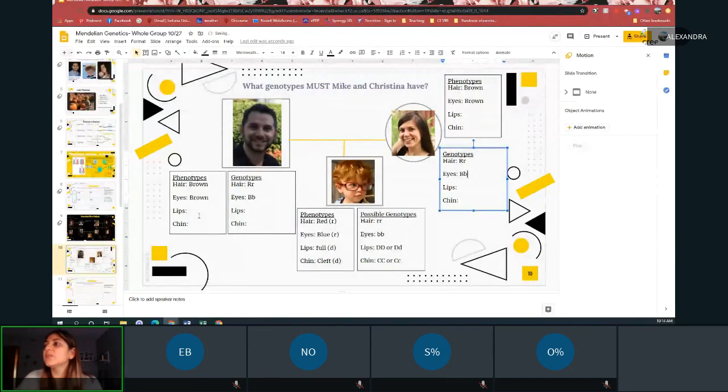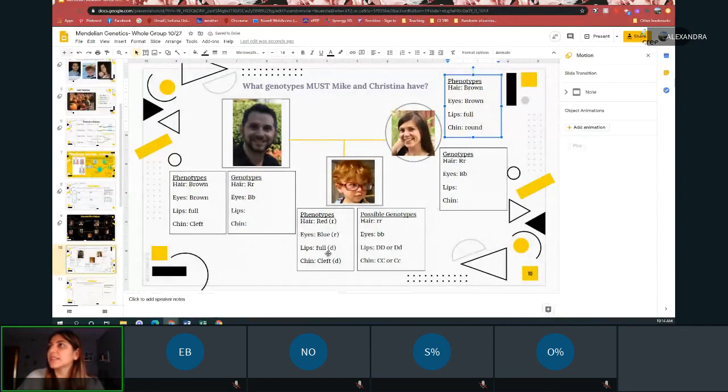Good. And then lips. So this is where it gets a little tricky because we really don't know. But if we take a look at Christina and Michael, I'm going to just tell you because it's a little tricky, they both have full lips. Okay. And Michael has a cleft chin, Christina has a round chin.